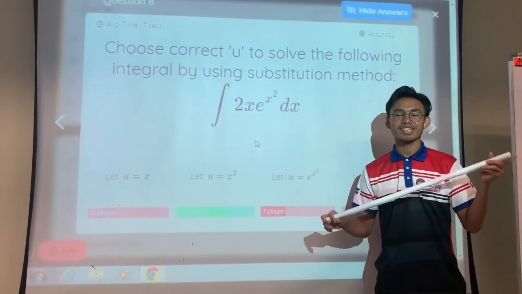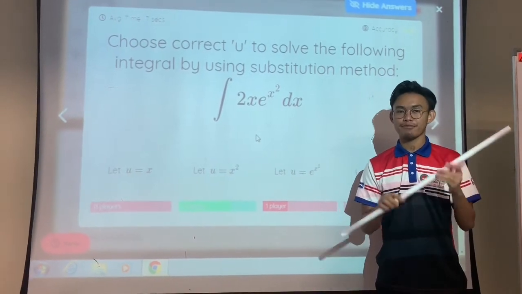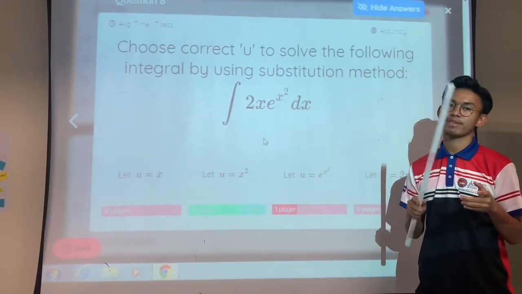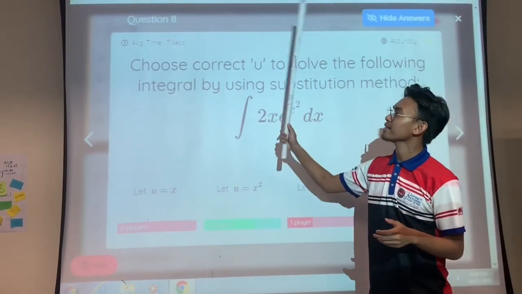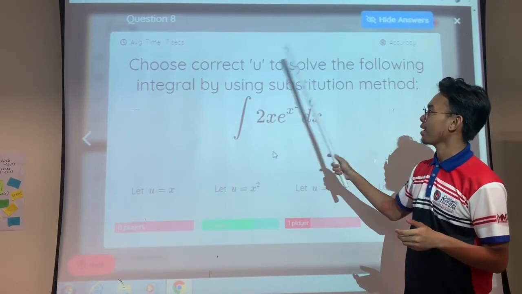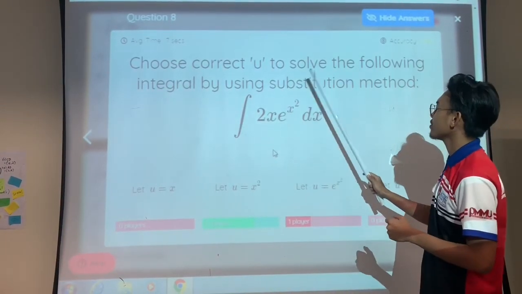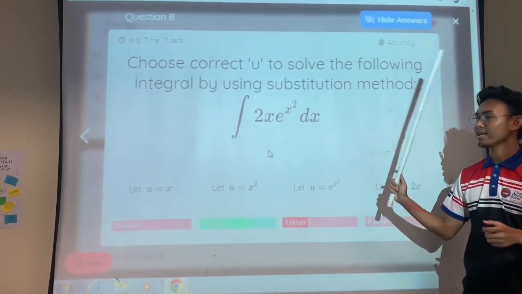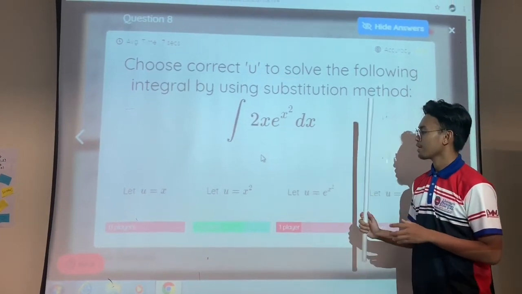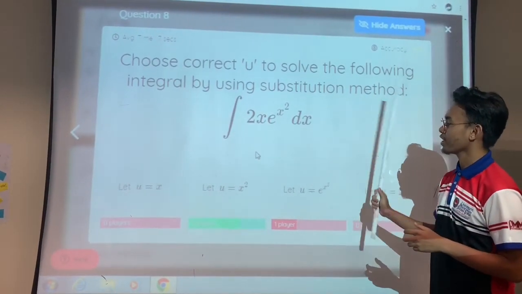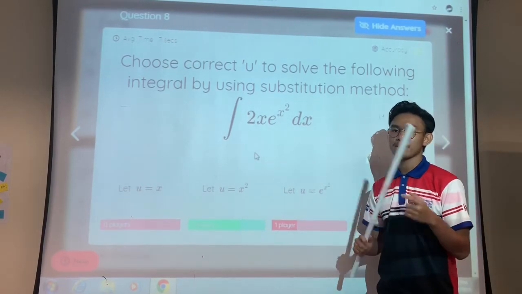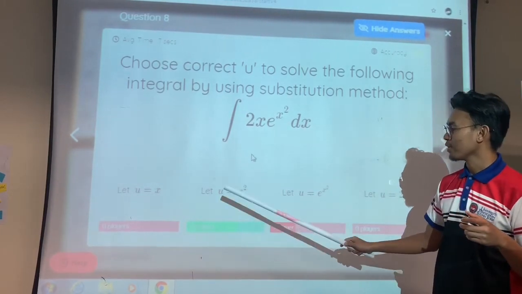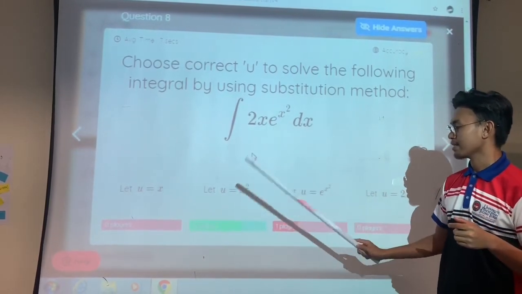So, to make all of you clear about the subtopic that we have learned before, we need to discuss several questions from the quiz that you have done. I picked questions that ask you to choose the correct u to solve the following integral by using the substitution method. We have been given a simple integral to be integrated later. We need to choose a correct u because that is the most important thing in the substitution method. So the answer will be u equals x squared.